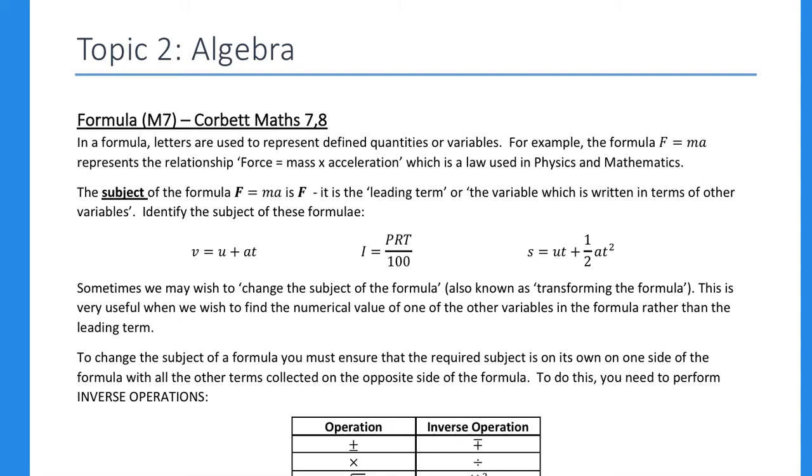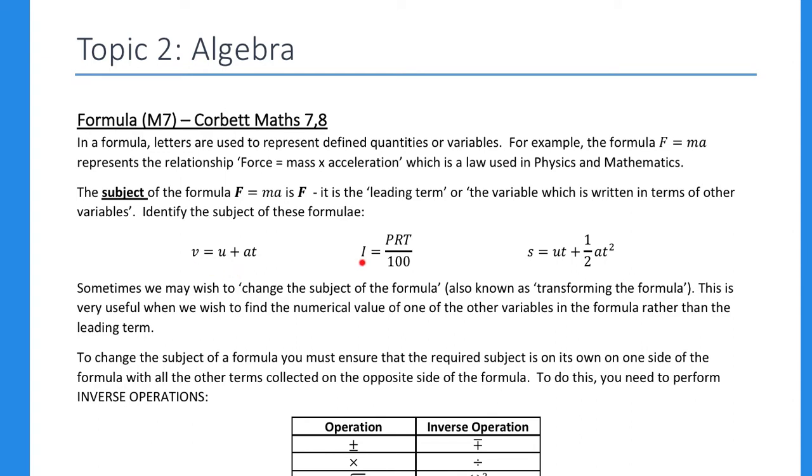In this video, we're going to look at how we can change the subject of a formula. Now, if we have a look at this one here, we will see what the subject is. So V equals U plus AT. This is a formula you'll maybe see in physics, where your final velocity is equal to your initial velocity plus your acceleration and your time. So V is the subject because V is equal to the rest of it.